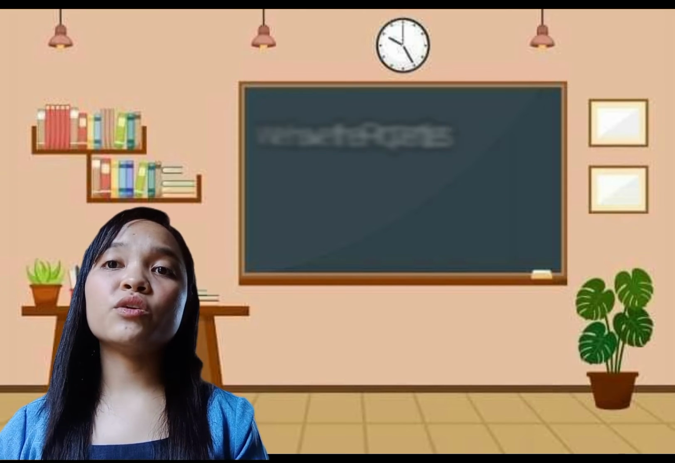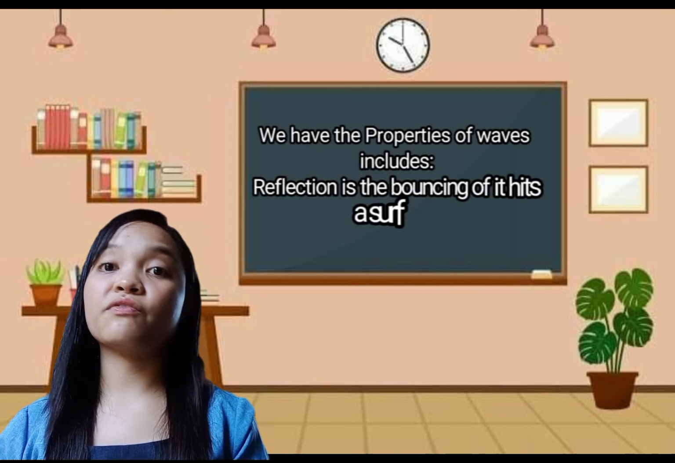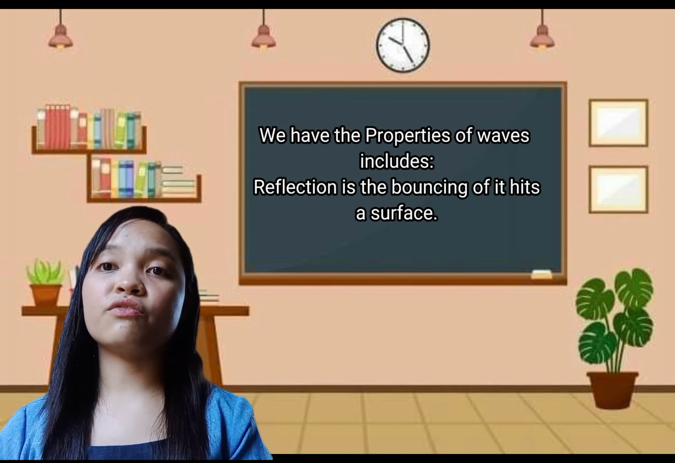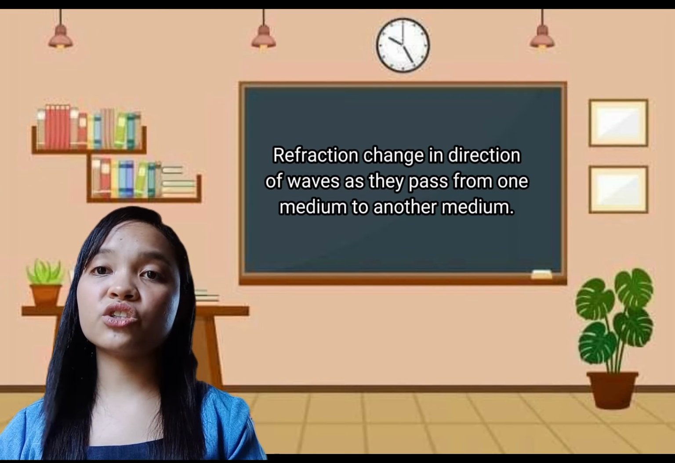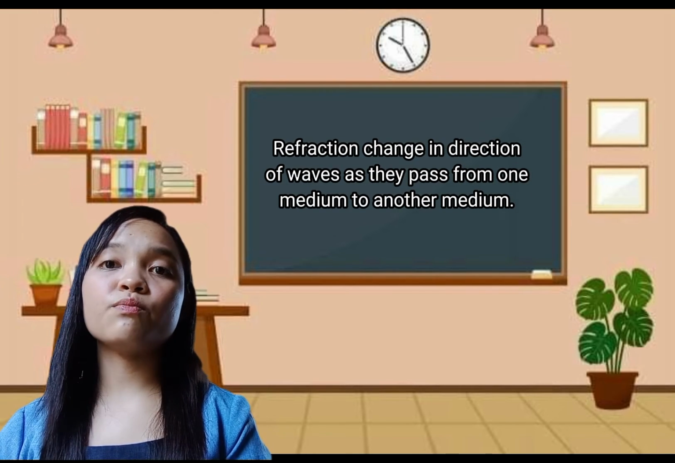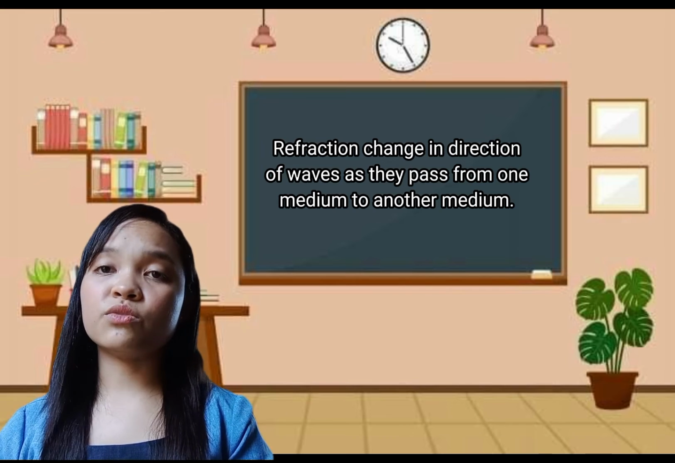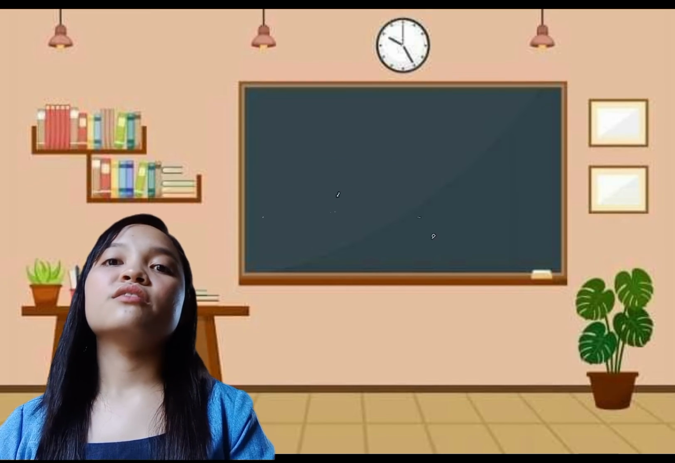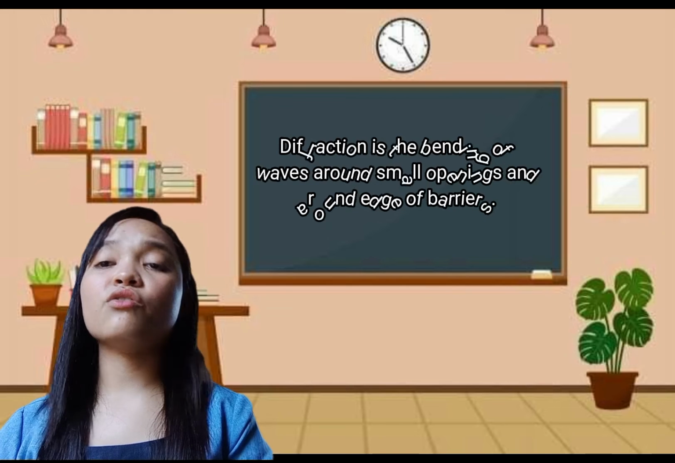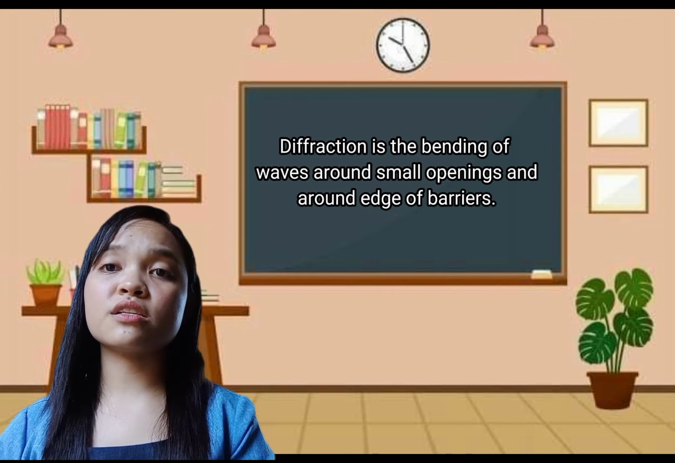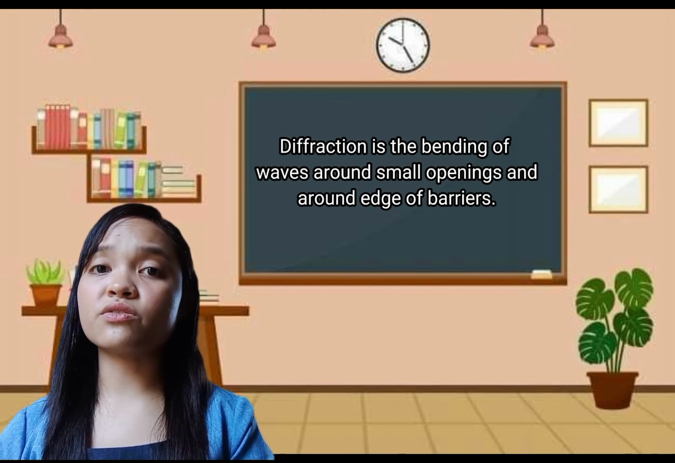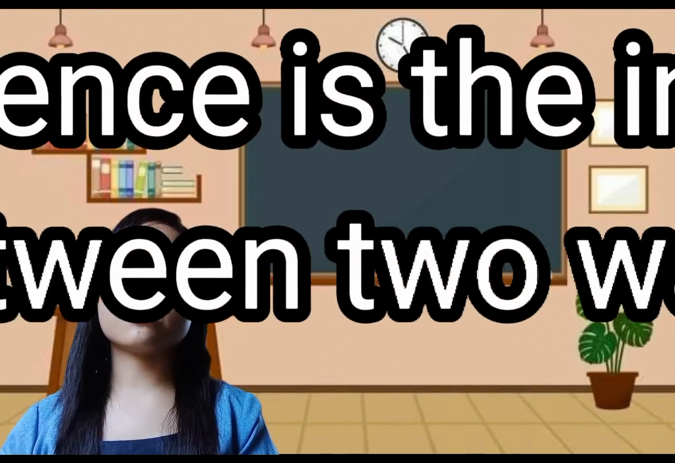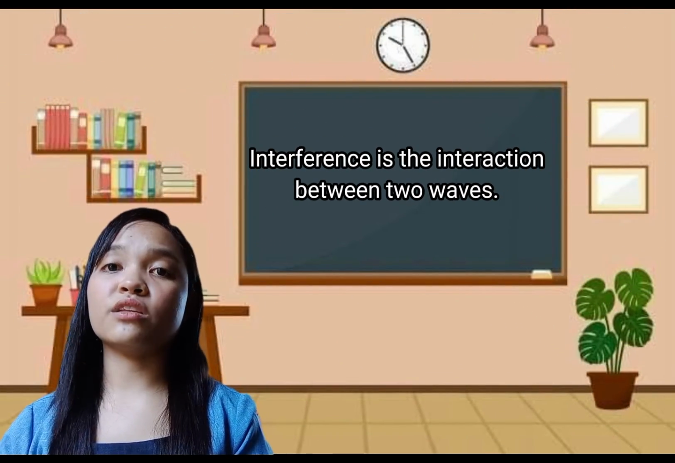And we have the properties of waves. Reflection is the bouncing of a wave when it hits a surface. Refraction is the change in direction of waves as they pass from one medium to another medium. Diffraction is the bending of waves around small openings and around edges of barriers. And interference is the interaction between two waves.